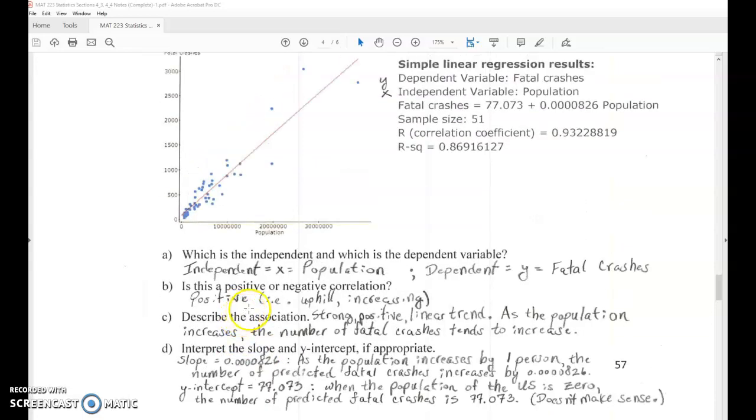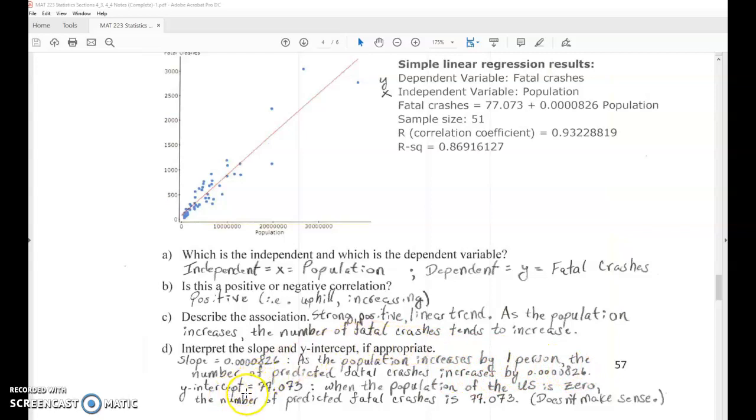Interpret the slope and the y-intercept. So now the slope, y equals b plus mx, the slope is 0.000826. What does that mean? As the x increases by 1 unit. So as the population, that's x, increases by, in this case, 1 person, the number of predicted fatal crashes, y, increases by the amount of the slope, or decreases if it was negative. It increases by 0.000826 fatal car crashes, right? Number of predicted fatal car crashes increases by that much.